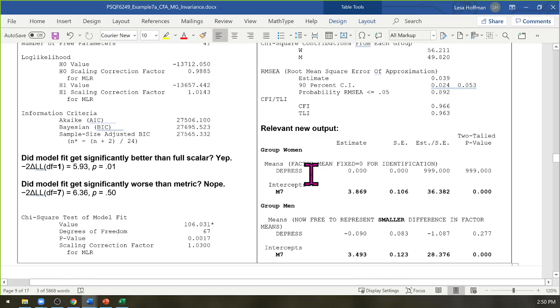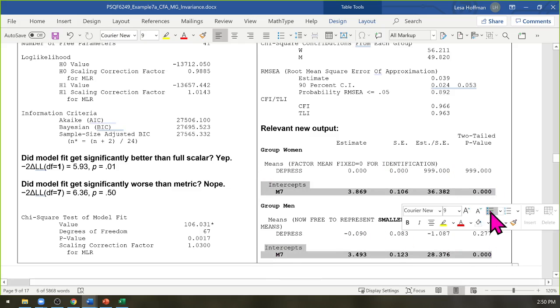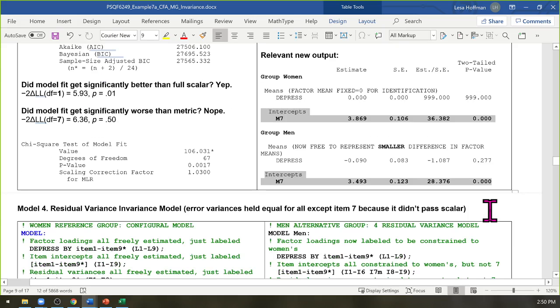So what does this mean? If we look at the parameters that are different, the intercept for each group. In the women, the intercept for this item 7 is 3.8, and in the men, the intercept for item 7 is 3.5. What does that tell me? So not just that they're not invariant, but how are they not invariant?